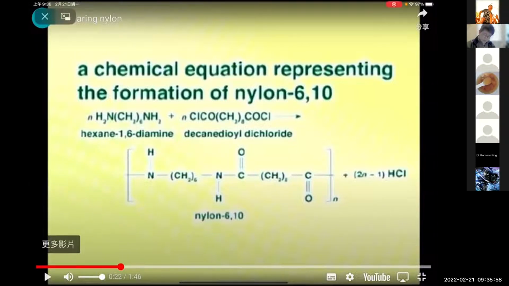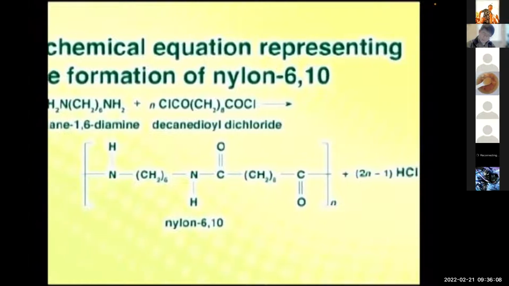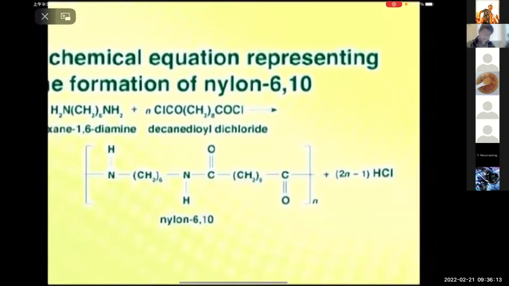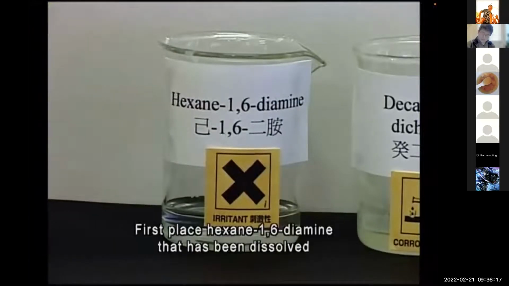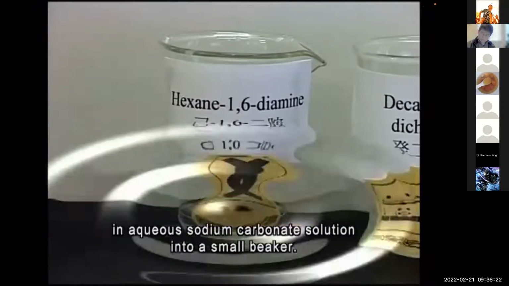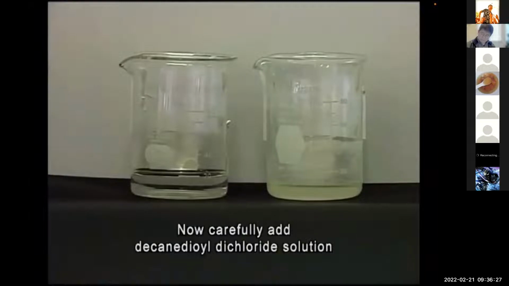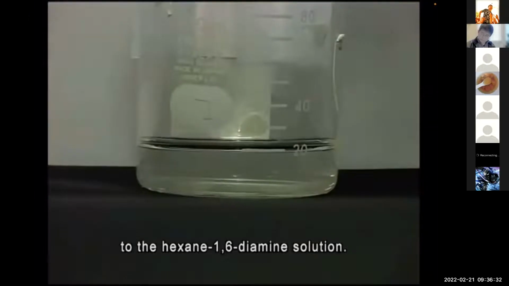Now, while you're searching, I would like to play the video again and take a look at the elimination product. It is HCl, not water. First, place hexane-1,6-diamine that has been dissolved in aqueous sodium carbonate solution into a small beaker. Now carefully add decanedioyl dichloride solution to the hexane-1,6-diamine solution.